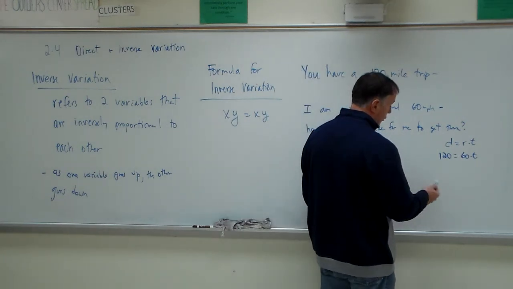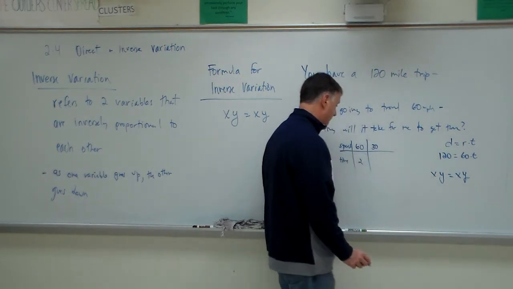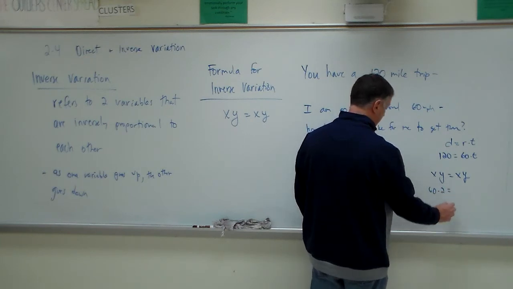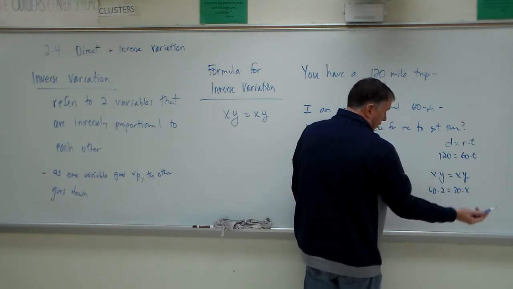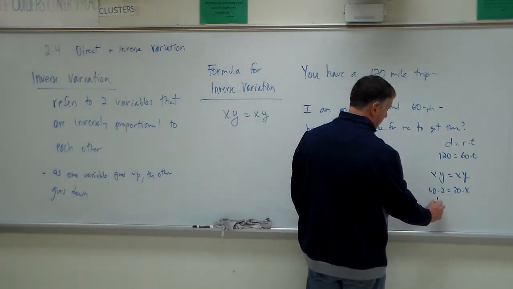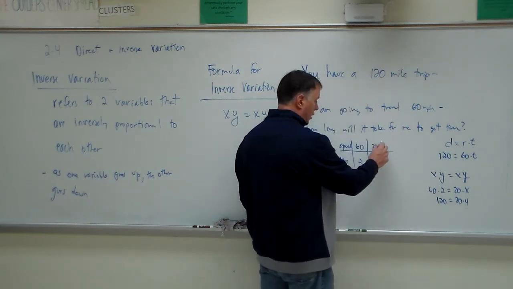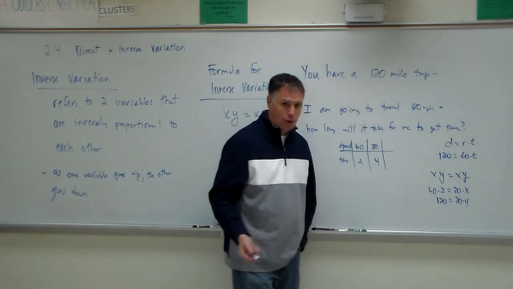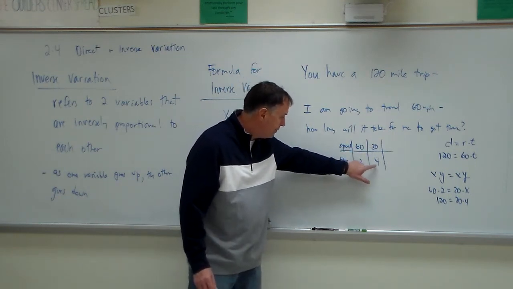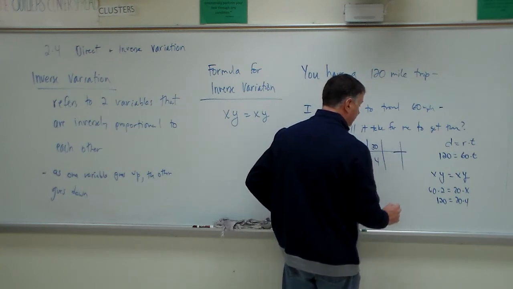So if he goes 30 miles per hour, how long is it going to take him to get there? Well, we could do it with our formula, xy equals xy. We could say that 60 times 2 is equal to 30 times we don't know. So 60 times 2 is still my 120, and that's equal to 30 times 4. So if he goes 30 miles per hour, it's going to take him 4 hours. So as his speed went down, his time went up.